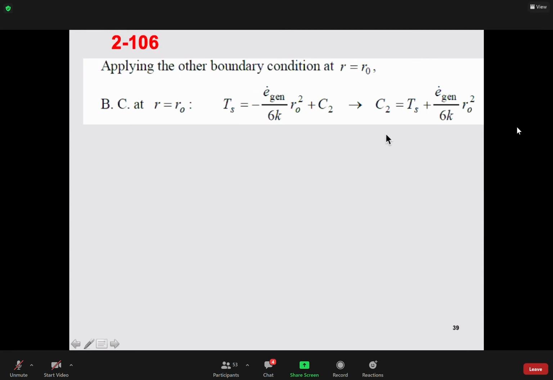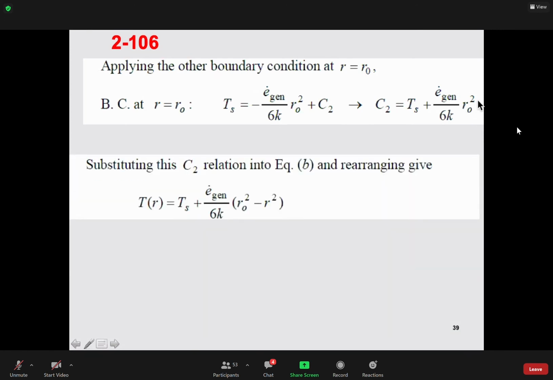Okay, therefore C2 becomes this value. You have the temperature 80, you mention heat generation, and so on. You place it here, and you can calculate this number. Okay. And now you have an expression: knowing the amount of heat generation, knowing the radius of the sphere, knowing conductivity and temperature, you can calculate the temperature at every point.